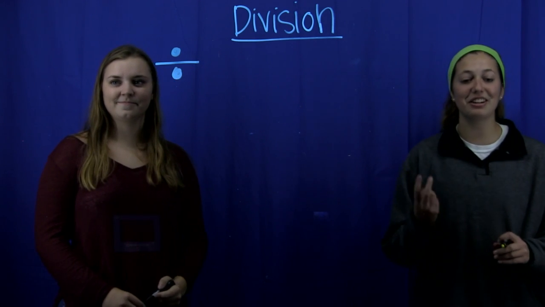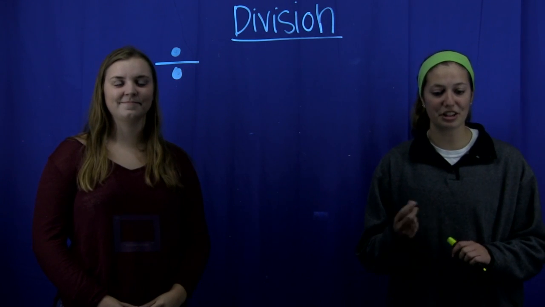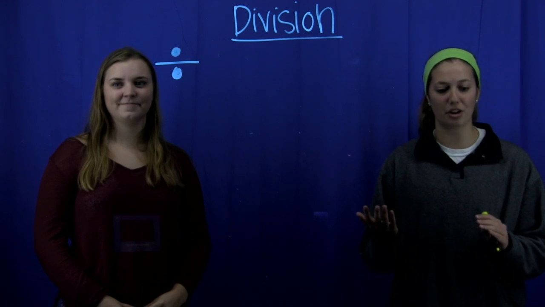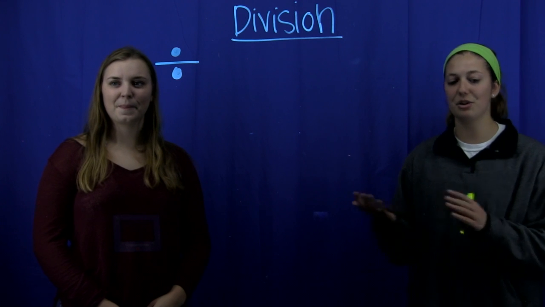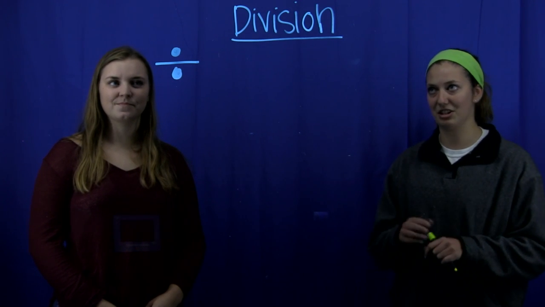To divide, we need to know two things. The first thing we need to know is how many objects there are in total, and we also need to know how many groups this total amount is going to be divided into.